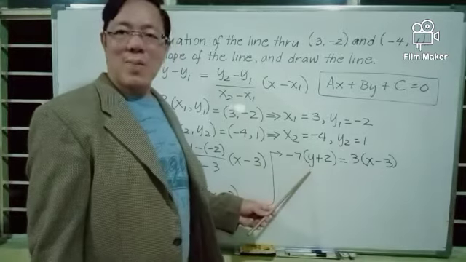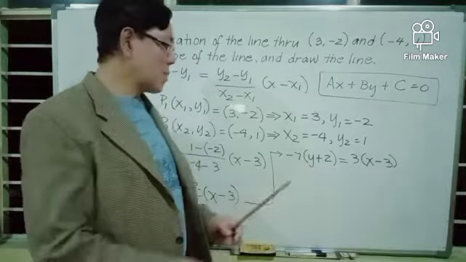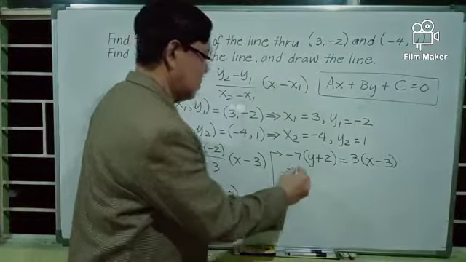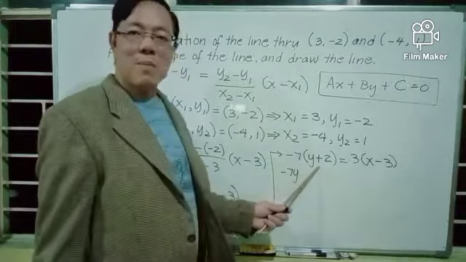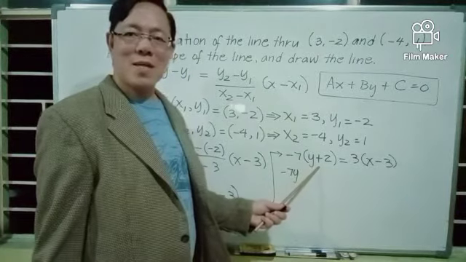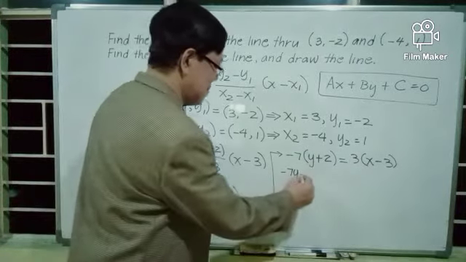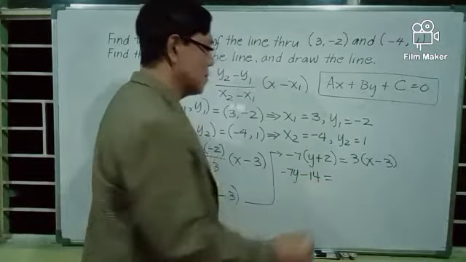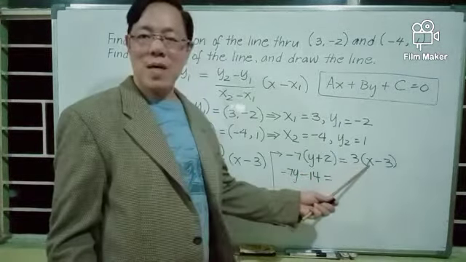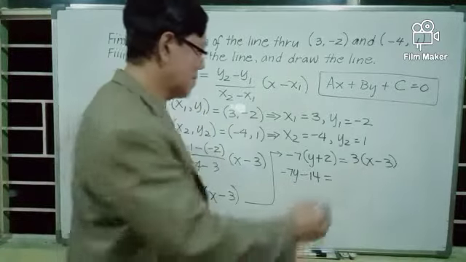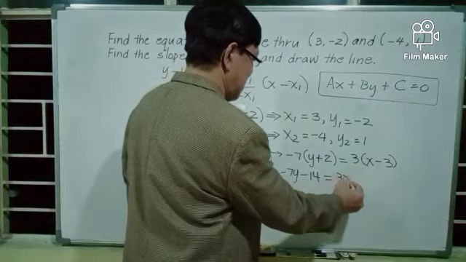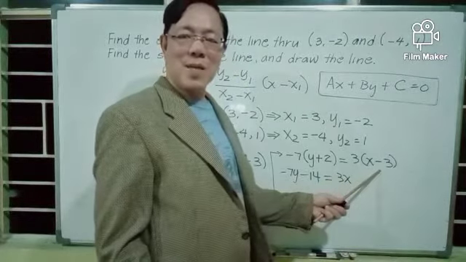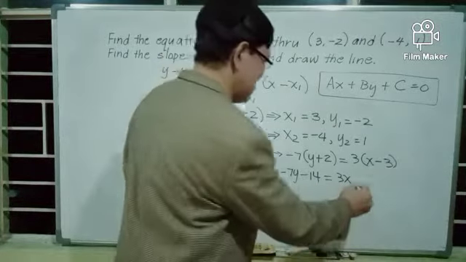Negative 7 multiplied by y is negative 7y. Negative 7 multiplied by positive 2 is negative 14. Equals, we have 3 multiplied by x is 3x, and positive 3 multiplied by negative 3 is negative 9.